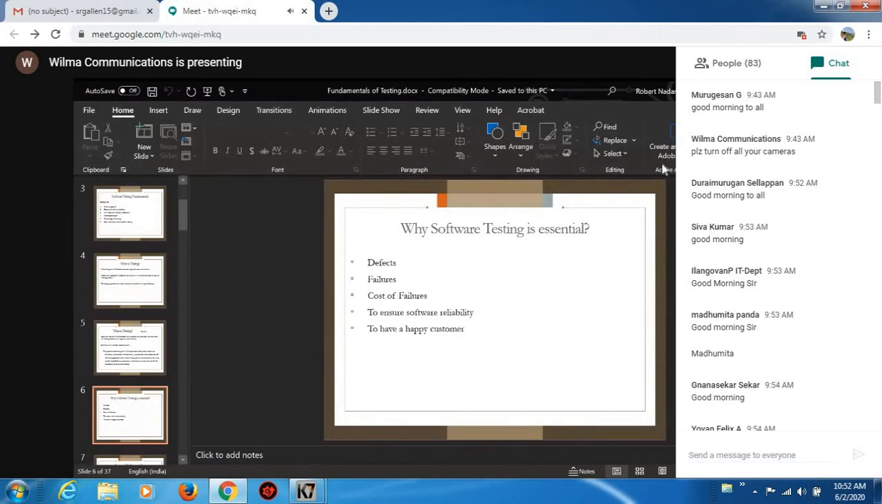So we have a lot of reasons why software testing is essential, but the major important aspects are: to find the defects, to find the failures, to analyze and understand the cost of failures, to ensure the software reliability, and the last one, to have a happy customer. So first we discussed what is testing. Second, we discussed what is testing according to ISTQB. And third, we discussed why testing is essential.